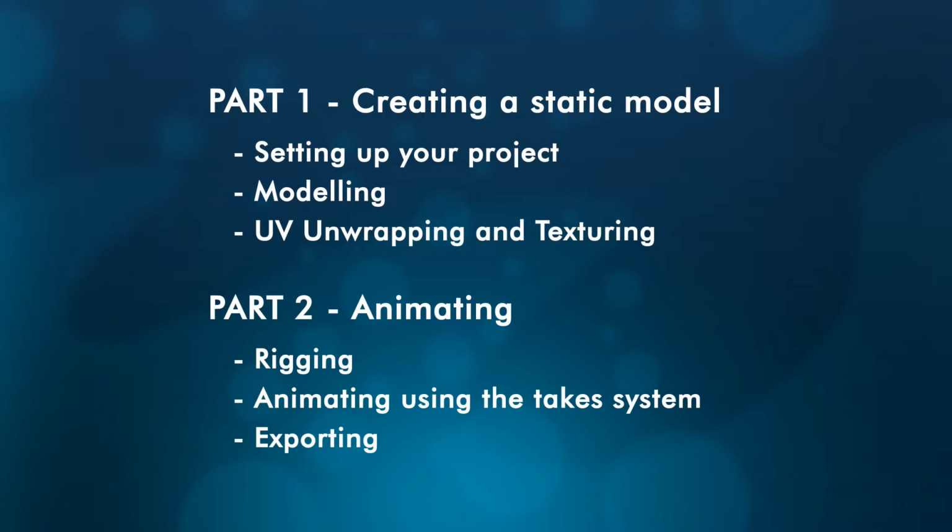But if you do wish to make a living creature or a person or something, then part two is animating that. And that's rigging your model and animating using the take system, and then of course exporting it. So what we'll end up with is an FBX file, which will contain an animated 3D model of your fish and a PNG texture file. That's it. That is all you'll need.